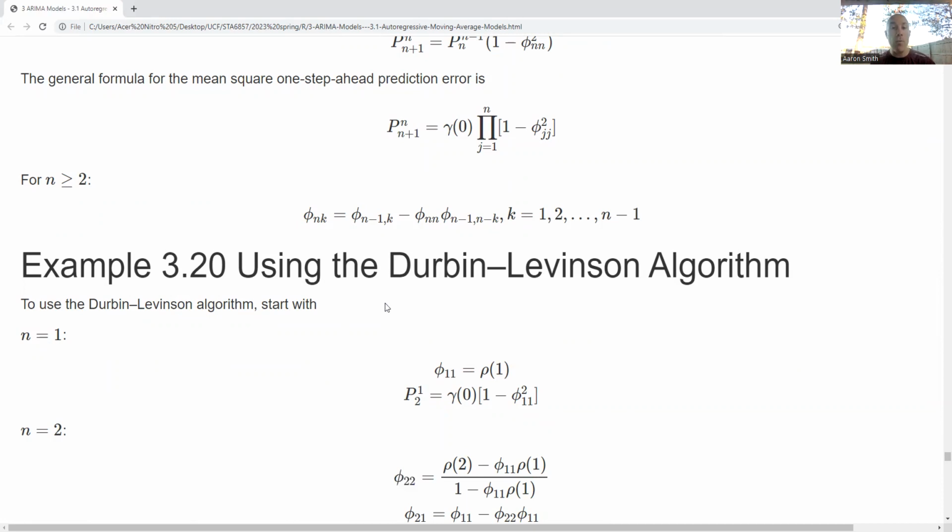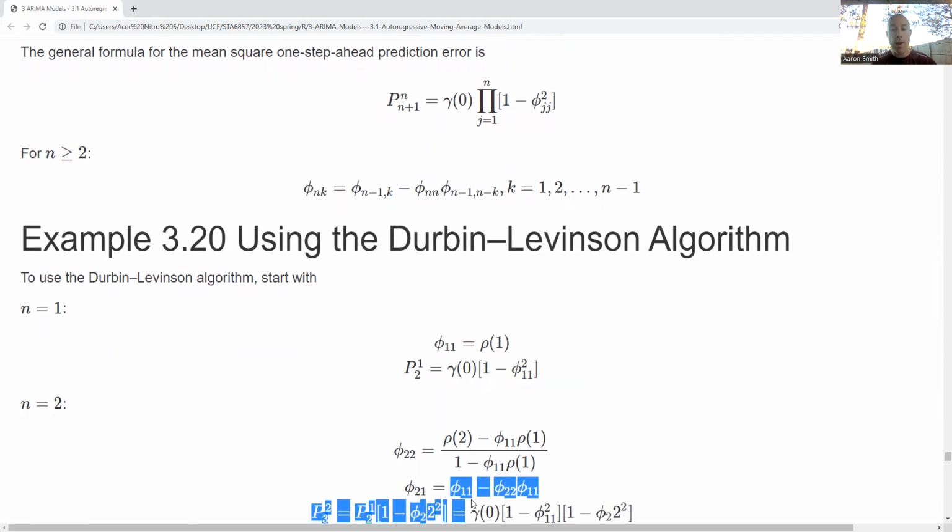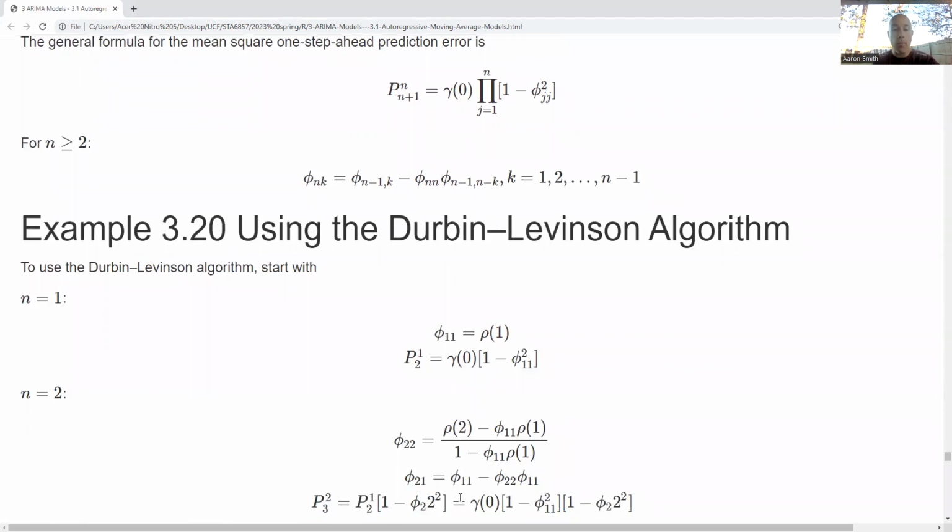Now phi 1, I'm going to use this formula here, and that's just phi 1 minus phi 2 times phi 1. Okay, and notice I can factor that if I would like to. Then my mean squared prediction error is going to be a product. Oh, this is an error. This should be a subscript 2, and this should be superscript also. So this should be subscripted.